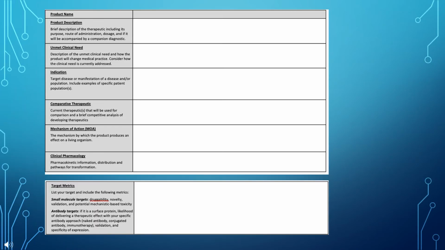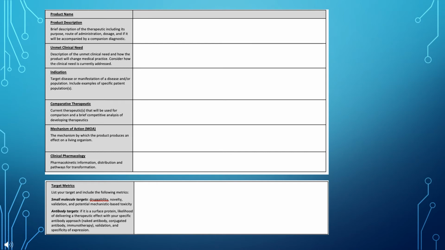In the development of a therapeutic TPP, you'll follow a similar methodology as with both diagnostic and device TPPs. Starting with the product name, product description, the unmet clinical need, what you see in the marketplace as an opportunity, indication, what the target disease or manifestation of a disease that you're going after may be. Comparative therapeutics, a brief discussion of other drugs or other biologics that might be focused on the same clinical indication.